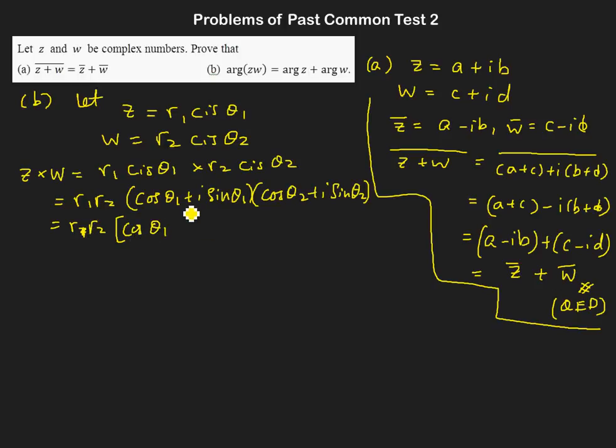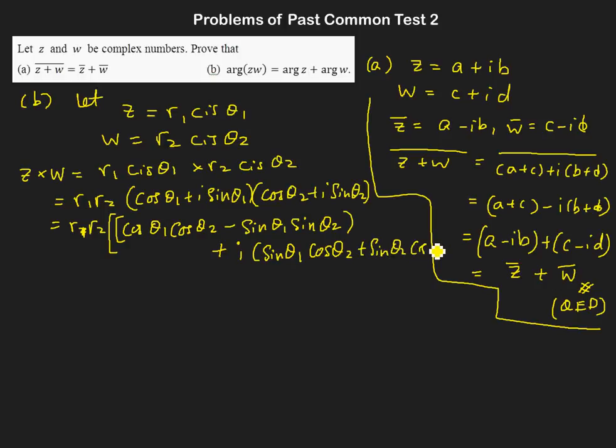Now if you expand this and collect the right ones, the real part and imaginary part, you end up with this: cos theta 1 cos theta 2 minus sine theta 1 times sine theta 2, and plus i, and this is the imaginary part, so when you expand, make sure you get it right. So this is sine theta 1 cos theta 2, and you have plus sine theta 2 cos theta 1.